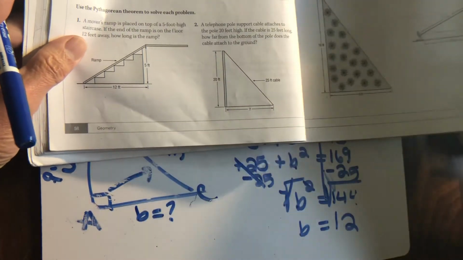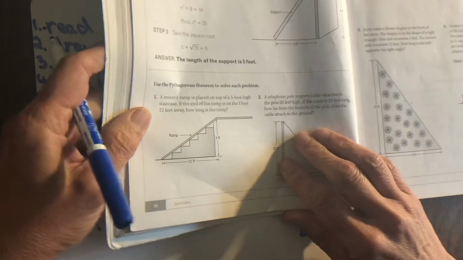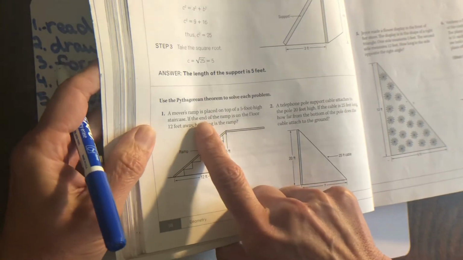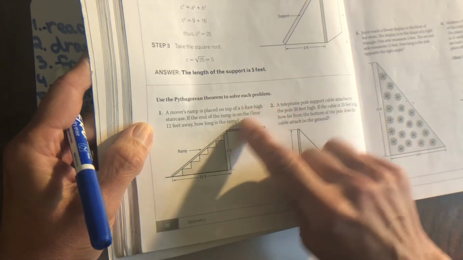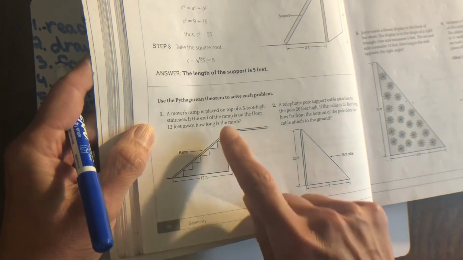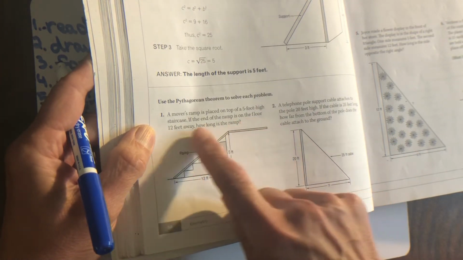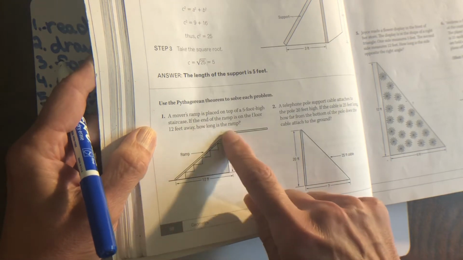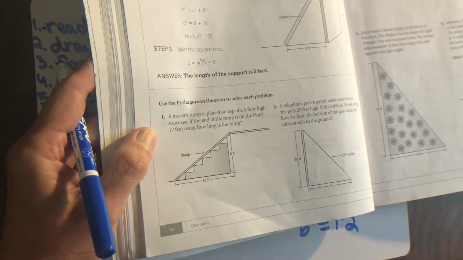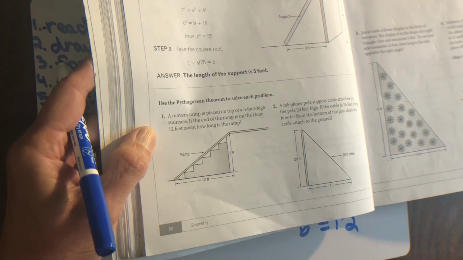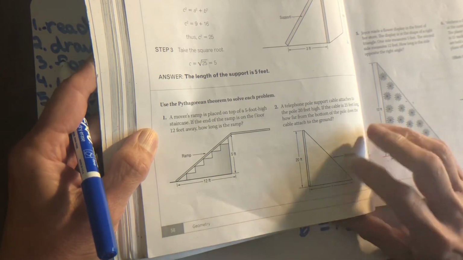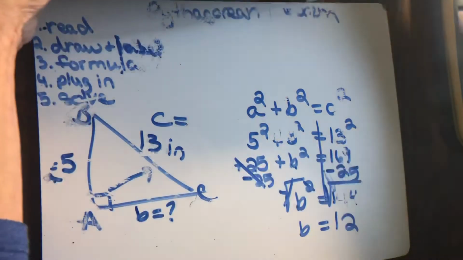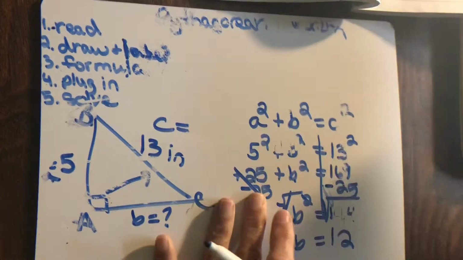Okay, let's do number 1. A mover's ramp is placed on top of a 5-foot-high staircase. If the end of the ramp is on the floor 12 feet away, how long is the ramp? Well, they gave you a picture here, so honestly, you could just look at the picture. And if this were your test, you may not have time to actually redraw their picture, but since it's not your test, we're going to redraw it and label it.